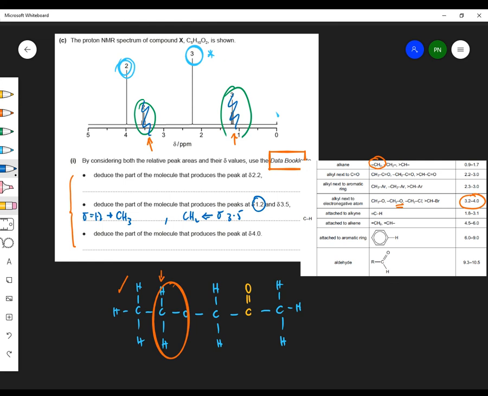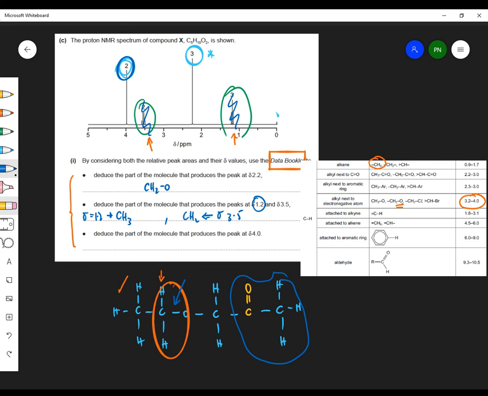Now, the one at 2.2 is a CH2 next to an O. So we have a CH2 next to an O, which is this bit. Okay, and the one at 4, well, we want this, don't we? A CH3 next to a carbonyl. Do we get that? Oh, sorry, yeah, it's at 4, isn't it? The one that produces the one at 4.